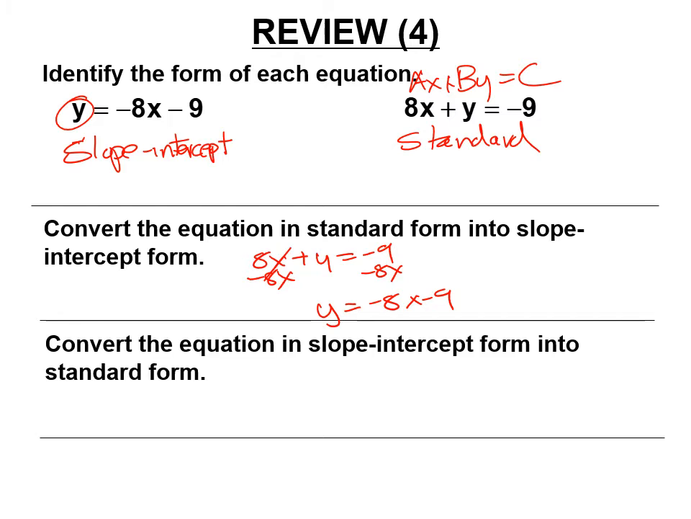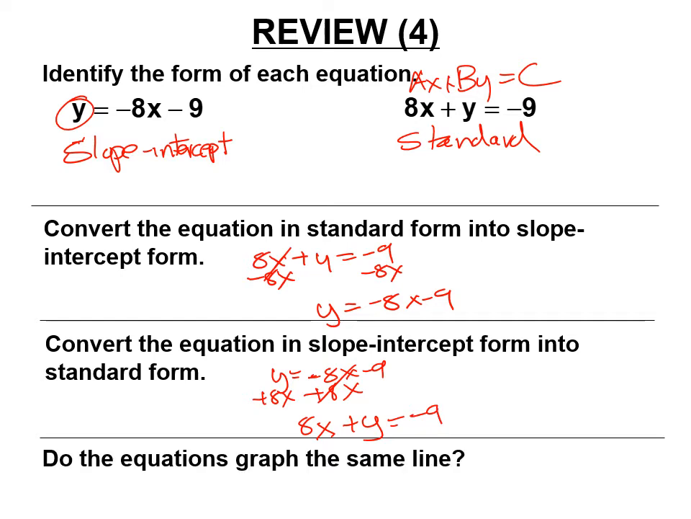Convert the equation in slope-intercept into standard form. We know it's going to look like the other one, but let's just show the work. We add 8x to both sides, realizing we want the x term first because it's ax plus by equals c, and you get 8x plus y equals -9. Do the equations graph the same line? Yes, they are two forms of the same linear function.